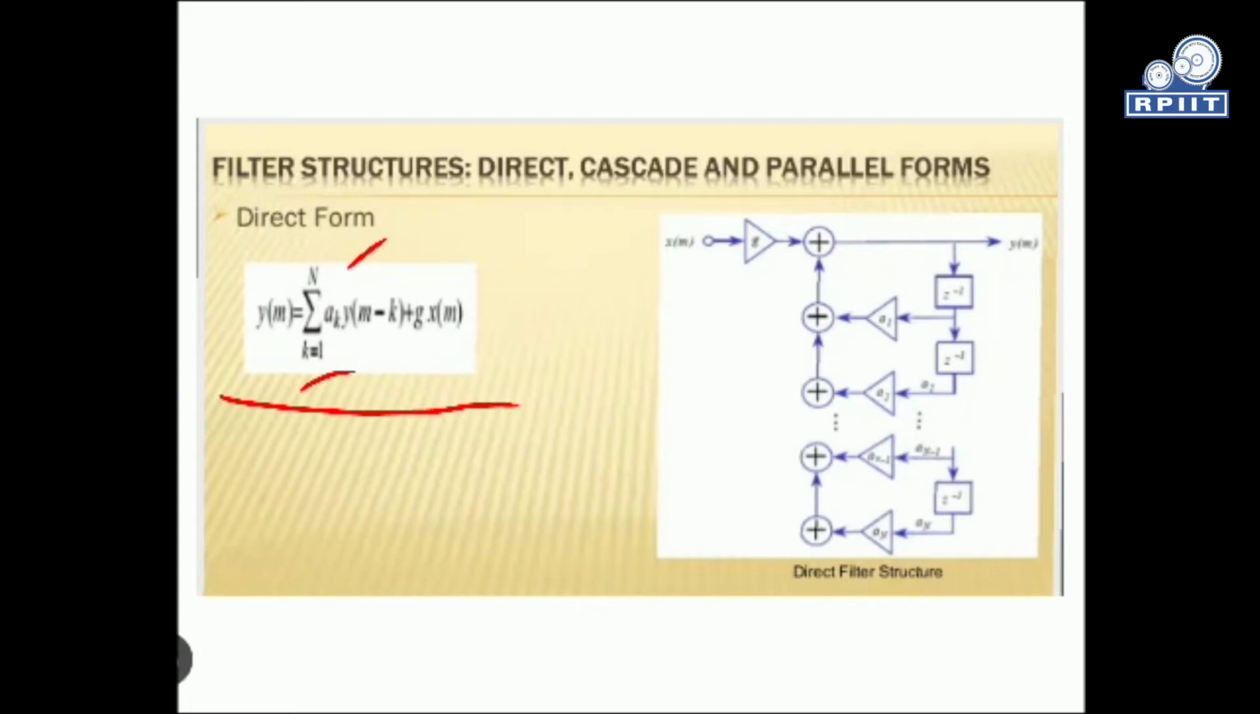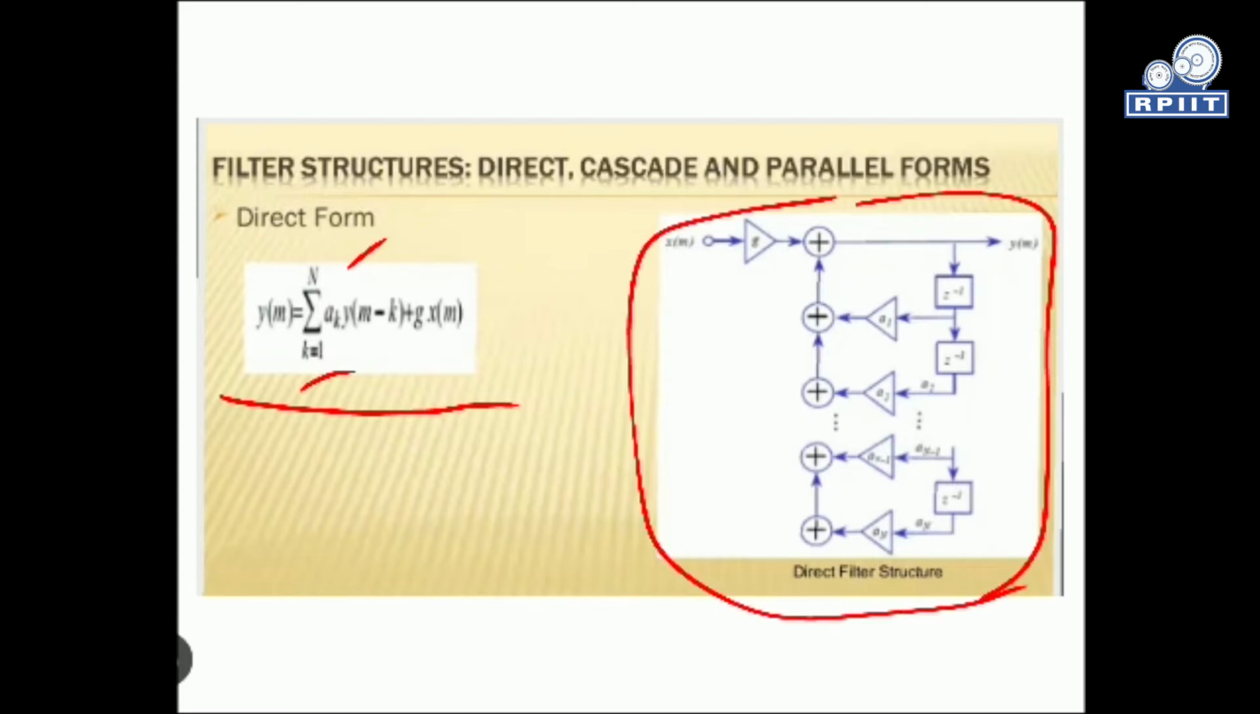Now if I conclude with that equation, we will implement this structure. This structure is nothing but the direct form structure, right? So g is the constant factor over here, and that is multiplied with x(n). We take the input x(n) and g over here, so we have the signal x(n) into g, and this is the same signal we will get at this point.